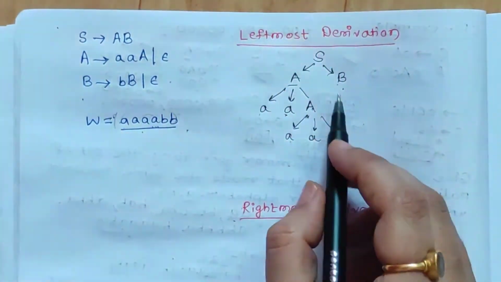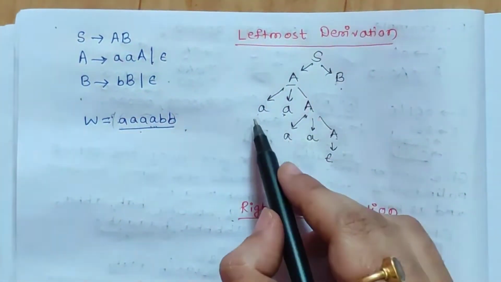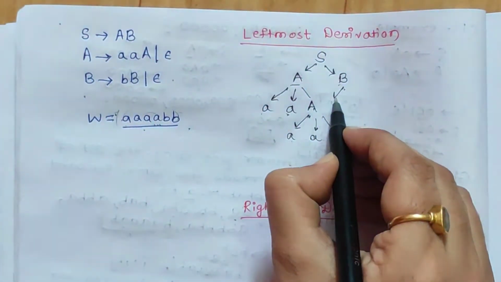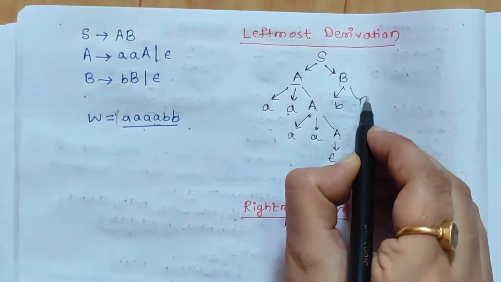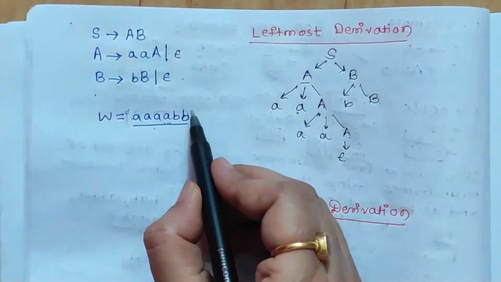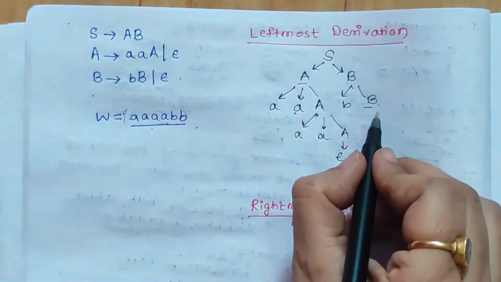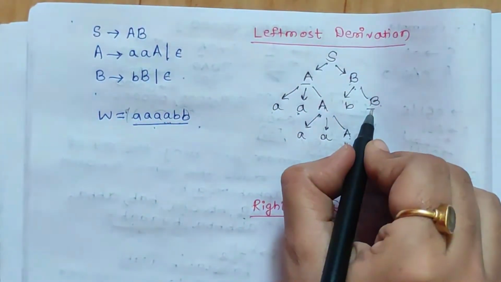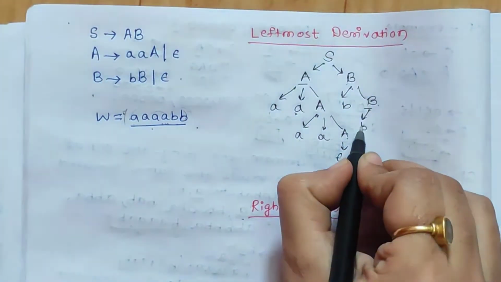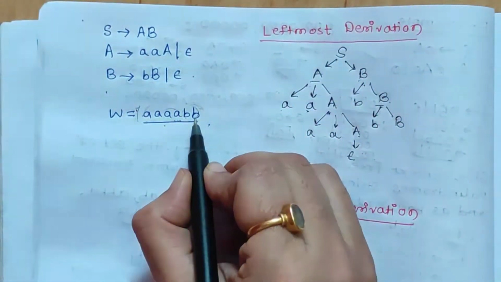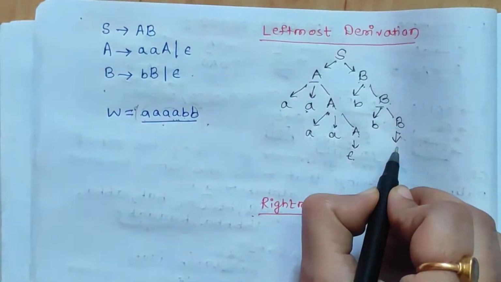Now in the next iteration, this B is the leftmost symbol because all these are terminals, and this B can be replaced with b. How many b's do we want? We want 2 b's. So again in the next iteration all are terminals and this is the leftmost symbol. So this B will be replaced with b, and now we got the string. So at the end this B will be replaced with epsilon.